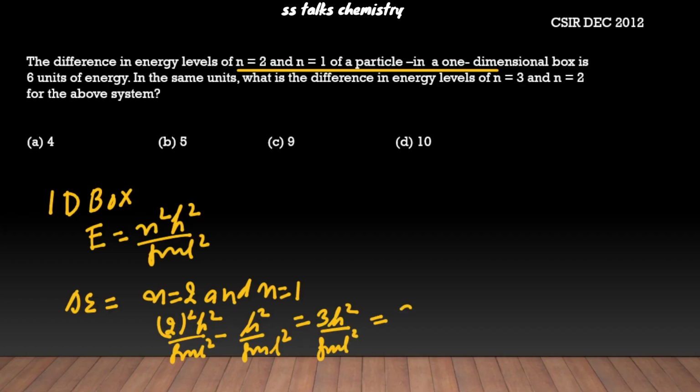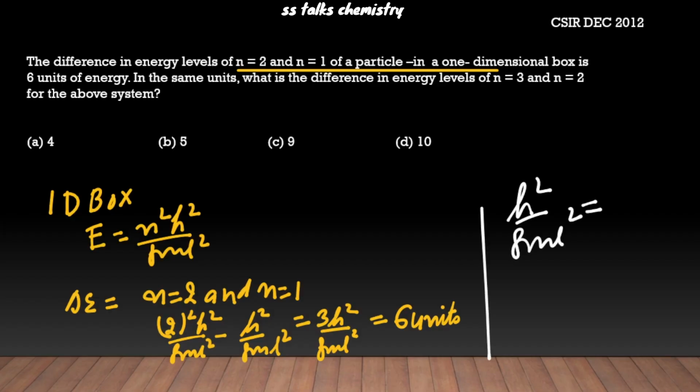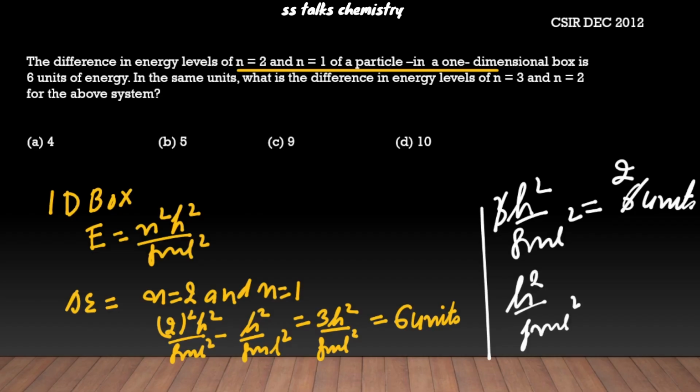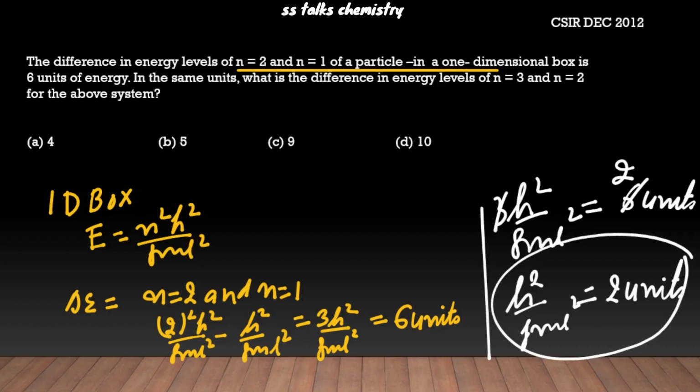So this value is given to be 6 units, right? So from this we can find the value of h square upon 8 m l square. This was 6 units for 3 times the quantity, so it will come out to be 2 units. So h square upon 8 m l square is 2 units, right? Now next, we are asked to find what is the difference in the energy levels of n equal to 3 and n equal to 2 for the above system.